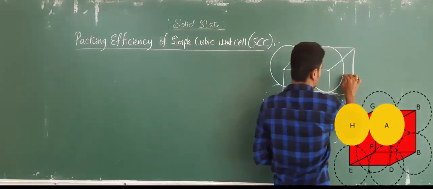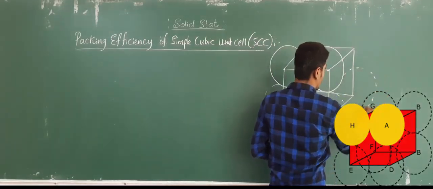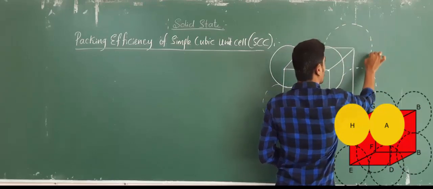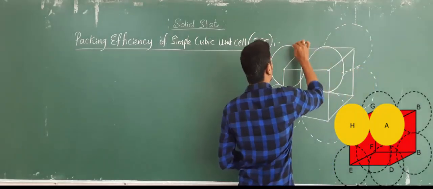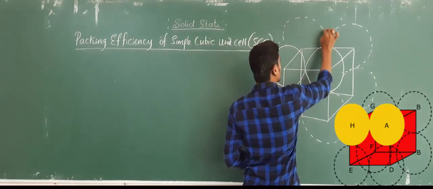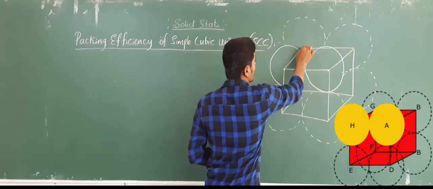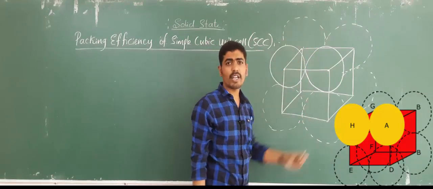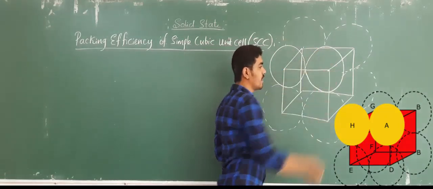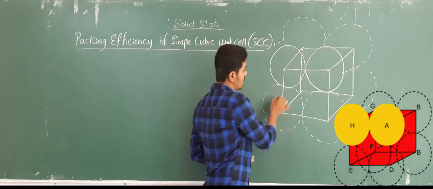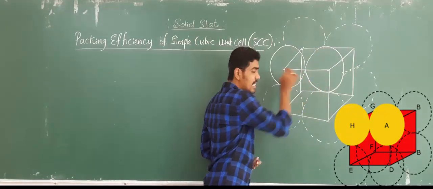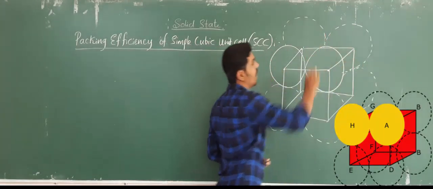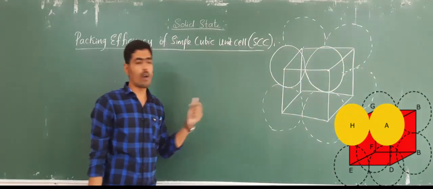And as the particles are present at the corners, we can represent the particles at all the corners. Here this corner is present at back side, hence we are not able to represent that particle. So here simply I have considered these two spheres, and all these spheres I have represented with the dotted lines.